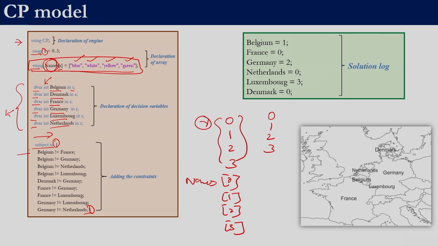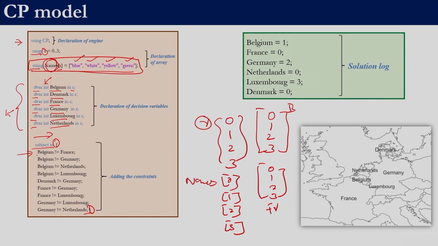So, this constraint basically means that the value of Belgium should not be equal to the value of France. Belgium, as we know, can take any of these 4 values 0, 1, 2, 3, and France can take again 0, 1, 2 or 3. So, the value of Belgium should not be equal to the value of France. What we are basically trying to indicate is that if Belgium takes a value of 0, it is colored with blue. If it takes a value of 1, it is to be colored with white. If it takes a value of 2, it is to be colored with yellow, and if it takes a value of 3, it is to be colored with green.